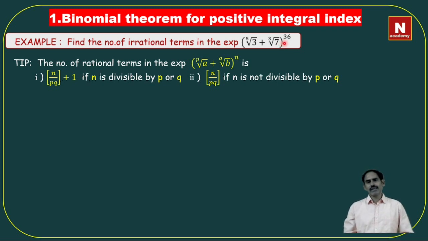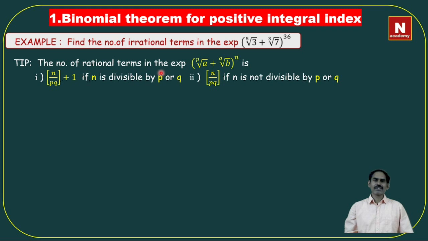In those 37 terms, some terms will be rational and some terms will be irrational, because here radicals are there, fifth root and cube root. That's why some of the terms will be irrational, some will be rational. In this question, they are asking only for irrational terms. We have one formula. Use this formula and we'll easily get the answer. This is the formula for rational, not irrational. First find rational terms, after that you automatically get irrational also.